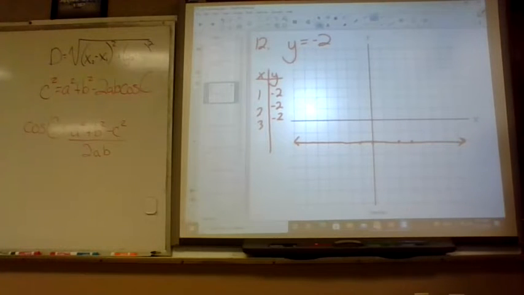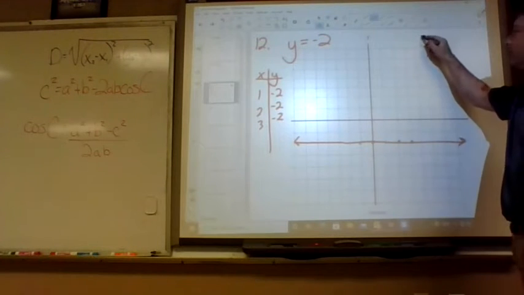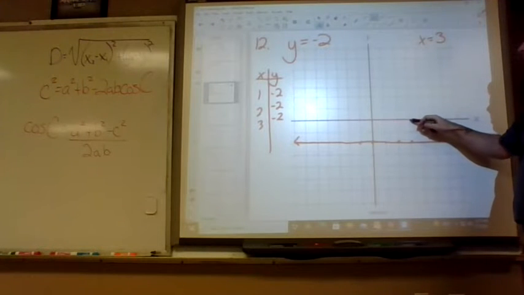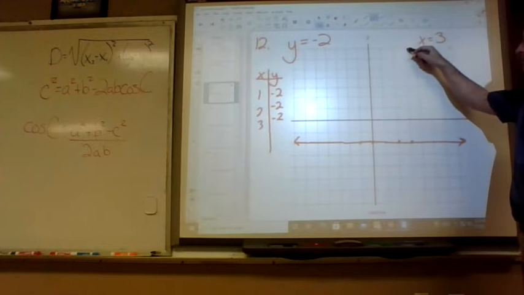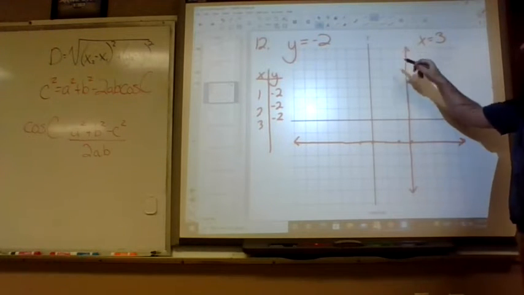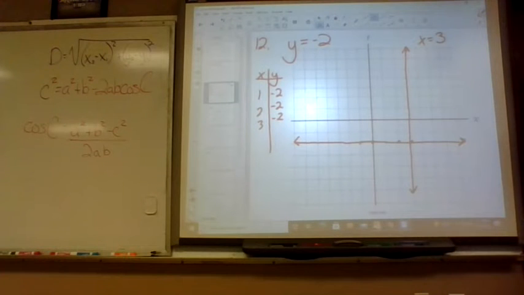So guess what happens if it just says something like x equals 3? What would we do in that case? Go to 3 on the x-axis and draw a line up and down. Yes. All the x values on this vertical line are 3. That's why we do that. So those are the two weird cases.